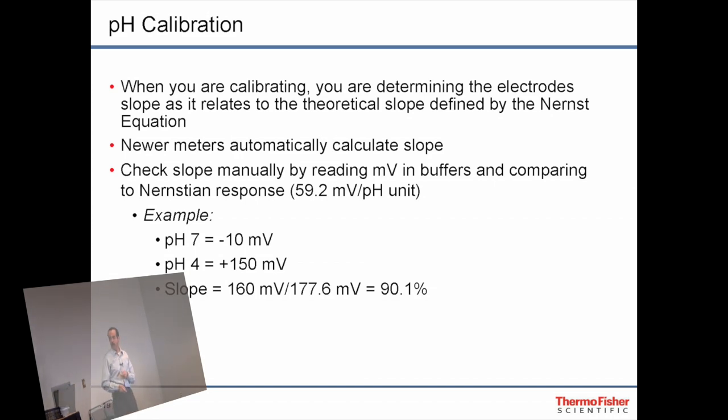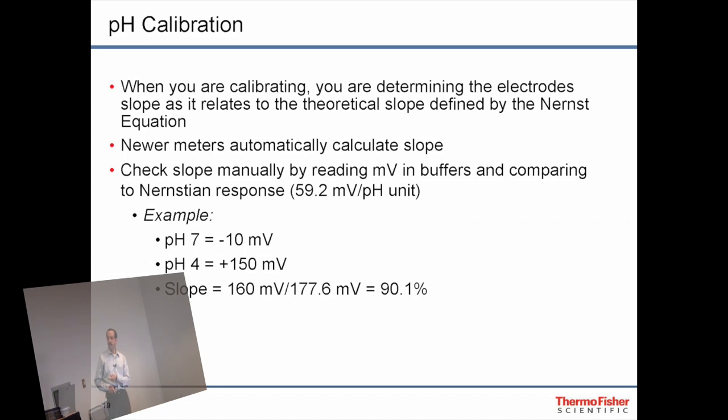So if you put your electrode into a 4 buffer, in this case it's reading 150 millivolts. So the difference between the two, from a positive 150 to a negative 10, is 160. So that, let's say for your electrode, is what you see as a difference between a pH 4 and a pH 7 buffer. Now, we know that in theory it should be 59.2 for every pH unit. So if you take 59.2, we're going over 3 pH units, that works out to 177.6. So 177.6 would be a perfect slope.